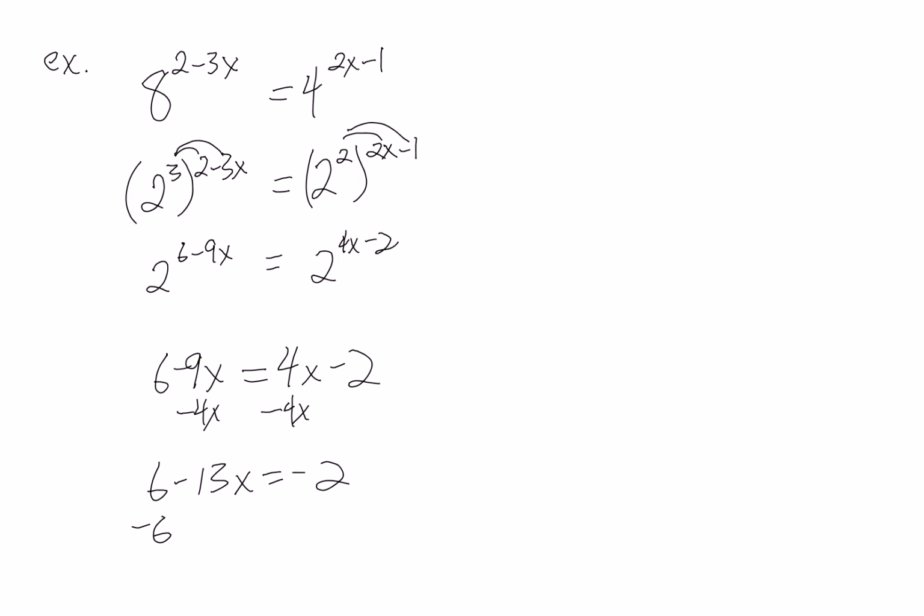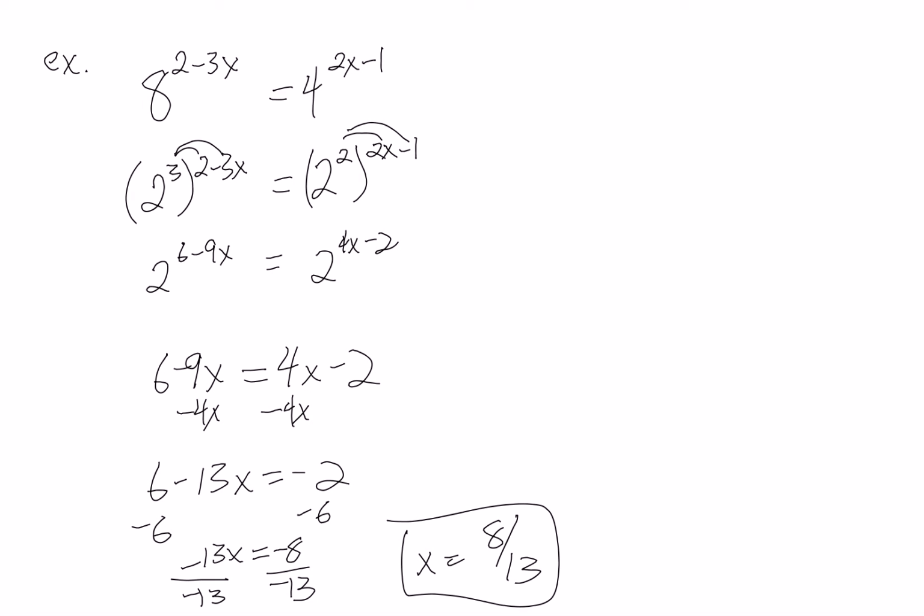Let's bring the 6 to the other side. So we have minus 13x equals negative 8. And our last step, divide by negative 13. And we're done. So it doesn't matter how complicated the question is. The idea is always try to make your bases the same and then solve from there.